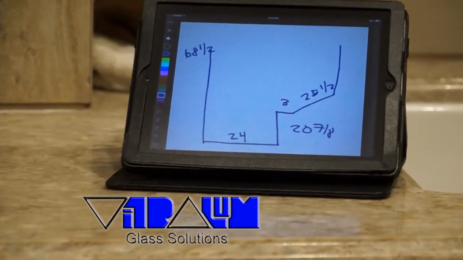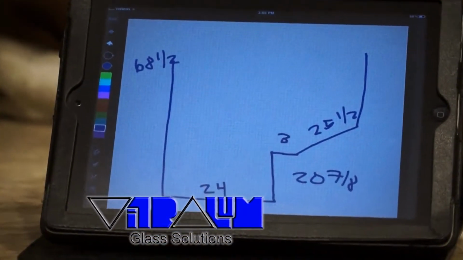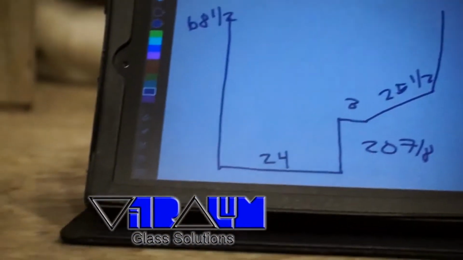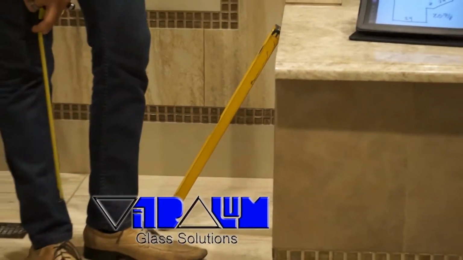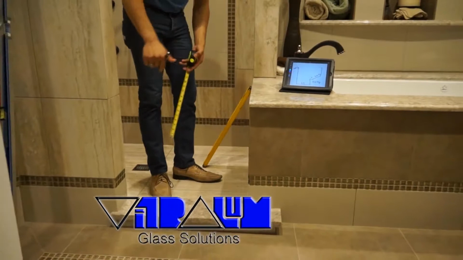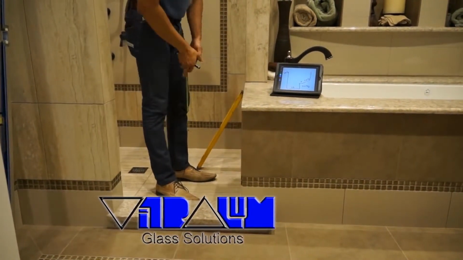Now that I've taken the measurement of this wall, the height of this wall, I just need to take the height of the wall where the hinges will go and subtract the height of this wall, which will give me the height of the glass that will go here.